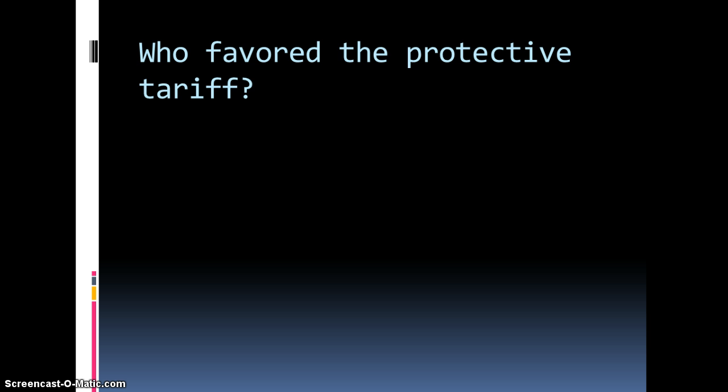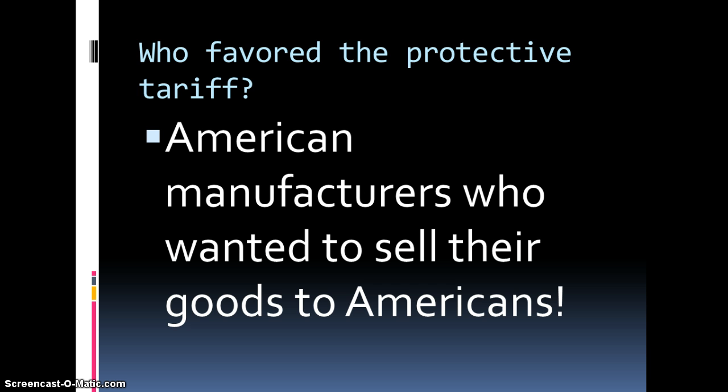Who wanted the protective tariff? Think about it for just a minute. Who would want that protective tariff? It would make sure that American manufactured goods were selling. Yep, you're right. American manufacturers who wanted to sell their goods to Americans. And where were most of those manufacturers? In the North. Yep.